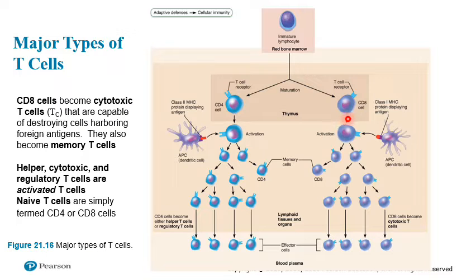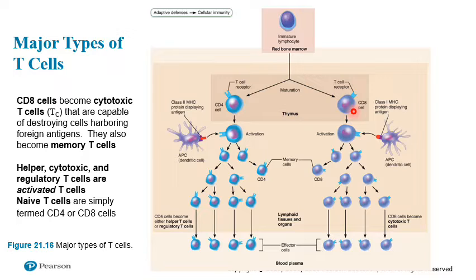The CD8, this is actually the CD8. The CD8 becomes the cytotoxic T cells, otherwise known as the killer T cells. They are capable of destroying cells that are harboring the foreign antigen. They also become memory T cells. They are memory T cells of the antigens that they were exposed to.